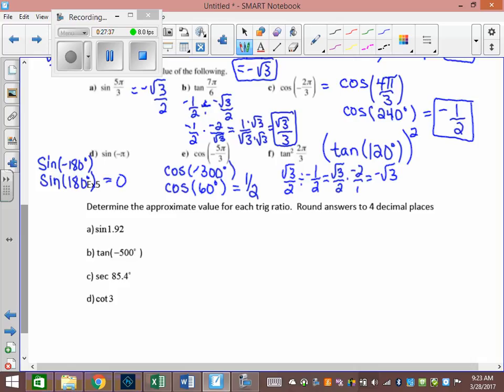Are we done? People will say we're done. No, because we didn't square it yet. So tan of 120 is negative root 3. So I'm going to do negative root 3 squared, which is 3.